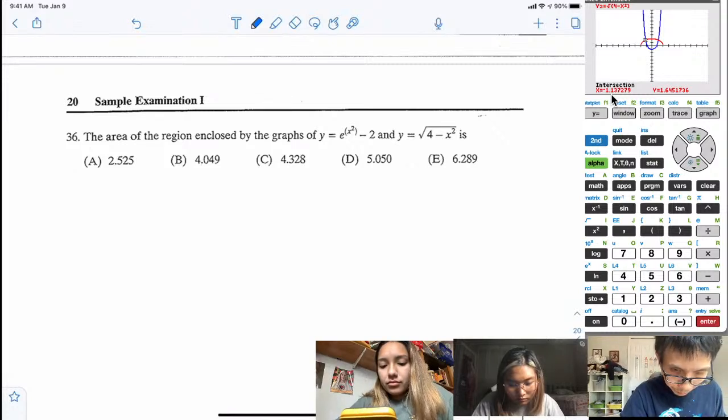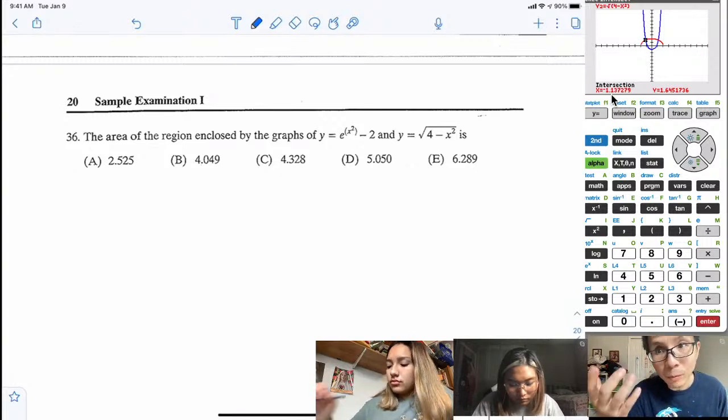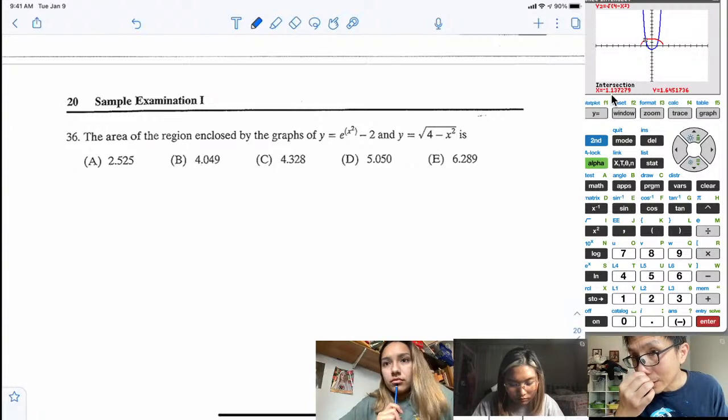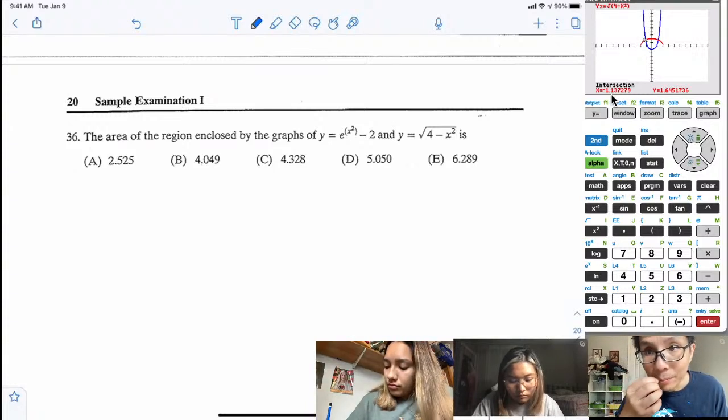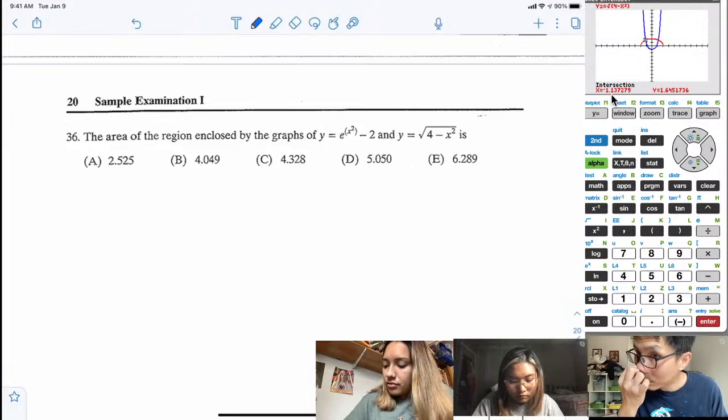Then what are you supposed to do? You're supposed to integrate, right? But remember, you already have the y1 and y2 on that. So you know y2 is on the top. Do you see that y2 is on the top? Yeah.